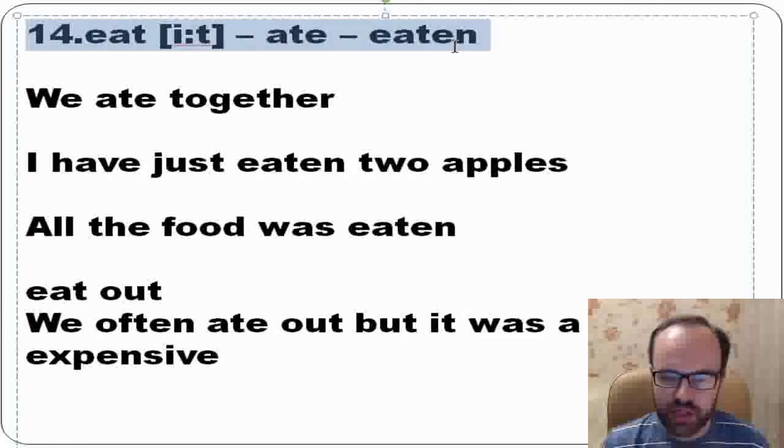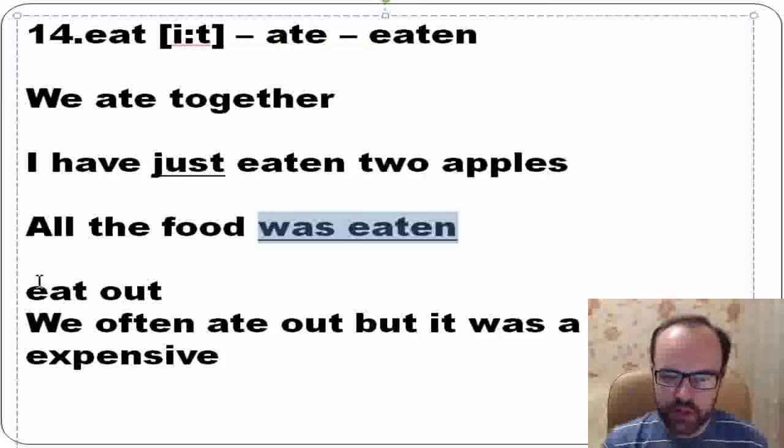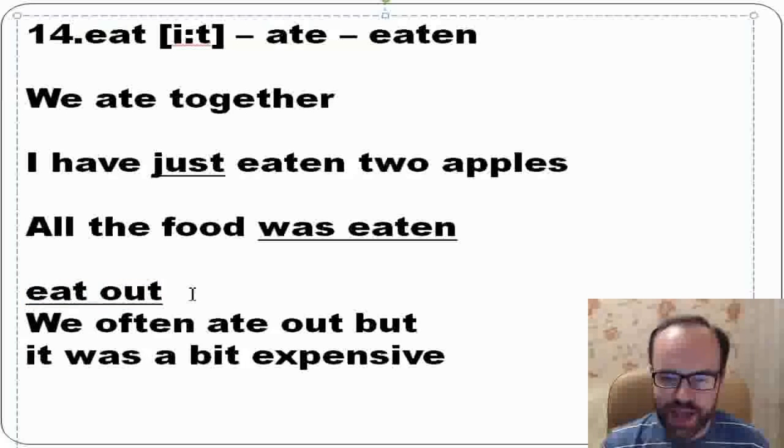Eat, ate, eaten. We ate together. I have just eaten 2 apples. All the food was eaten. So it's passive voice, was plus past participle. It's eaten. All the food was eaten. And we have this phrasal verb eat out. It means to eat not at home, maybe to eat in a public place, for example in a cafe or in a restaurant. So you see, we often eat out, but it was a bit expensive. So you understand that it's usually cheaper to eat at home.